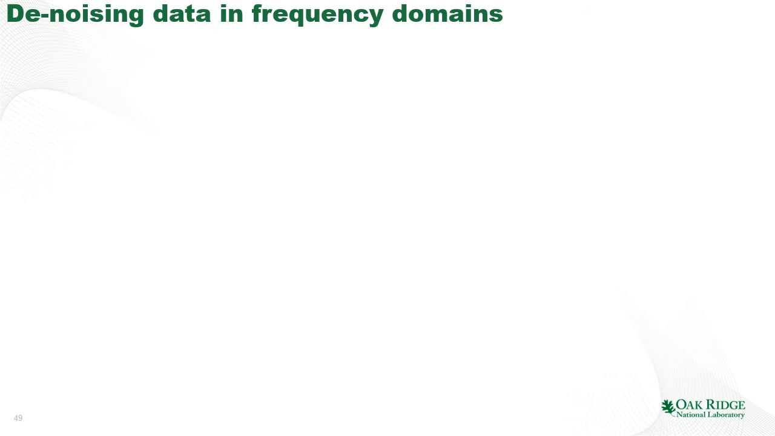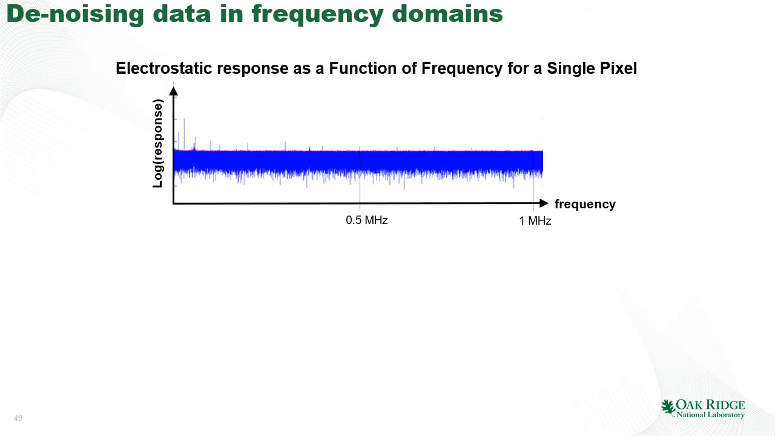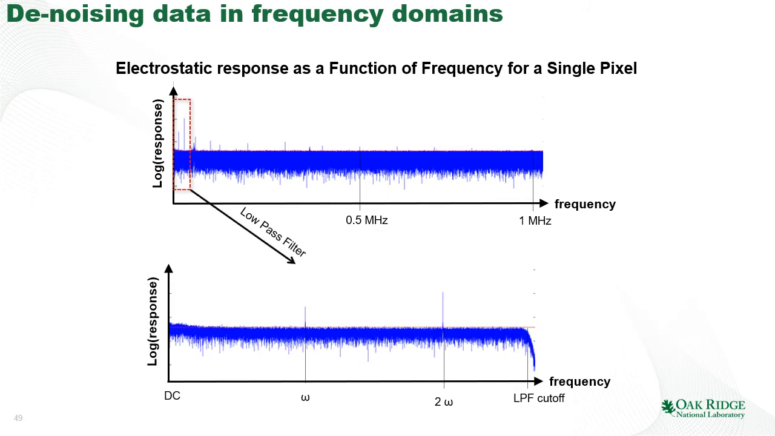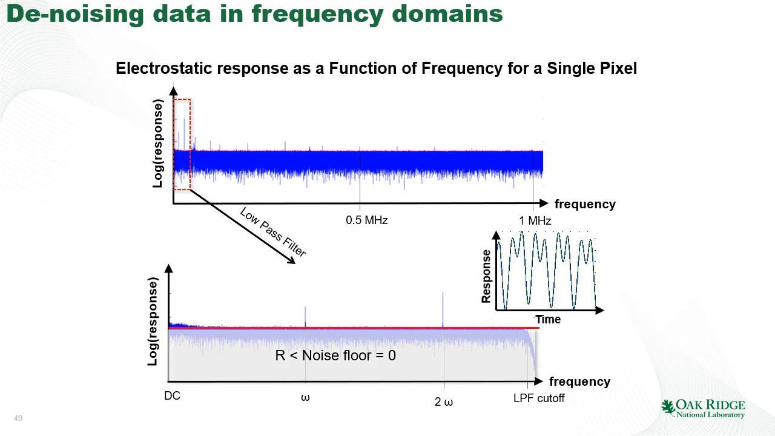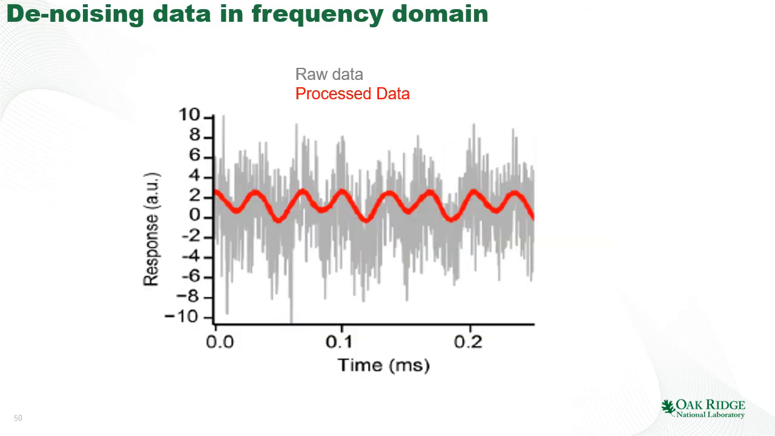So what are we going to do with this? We need to start with the response as a function of frequency. We need to apply the low pass filter. So we really need to know the first and second harmonic. In these measurements, we are not interested in anything else. We are going to denoise the signal. And after we do that, this is what happens.